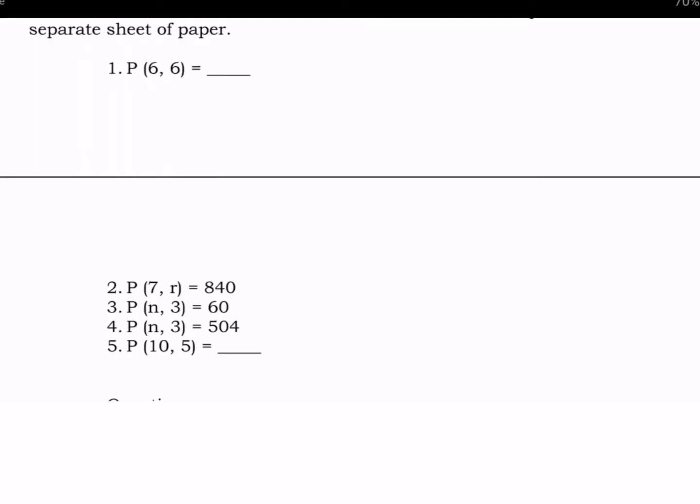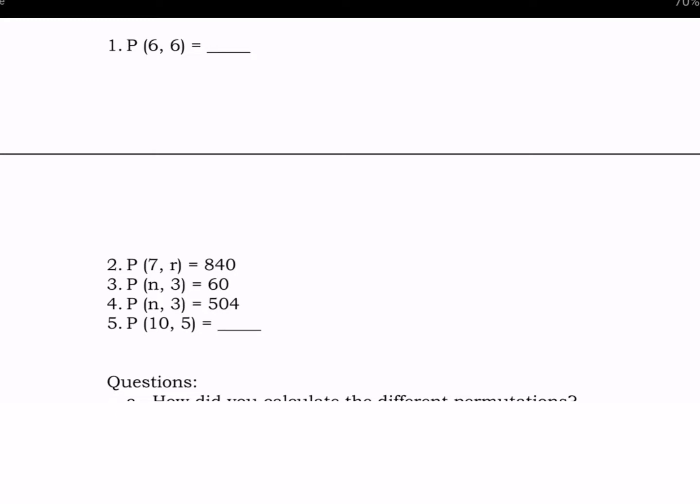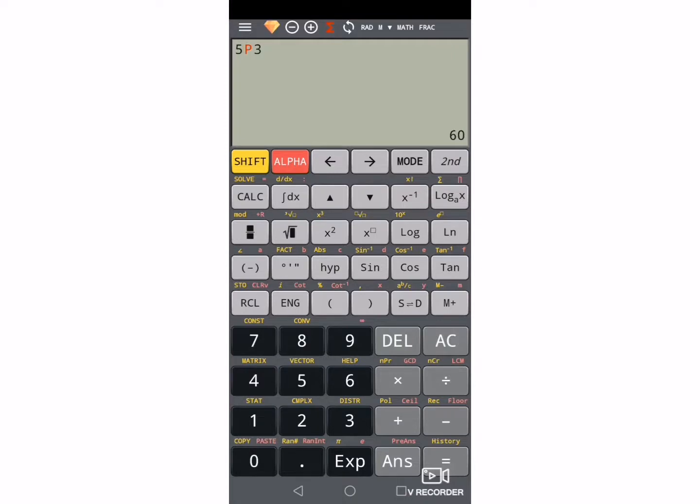For number 4, permutation of n taken 3 at a time, the answer is 504. The value of n is 9. What is the permutation of n taken 3 at a time? If n is 5, the answer is 60. Then 6, 120. Then 7, 210. Then 8, 336. Then 9, 504. So the value of n is equal to 9.